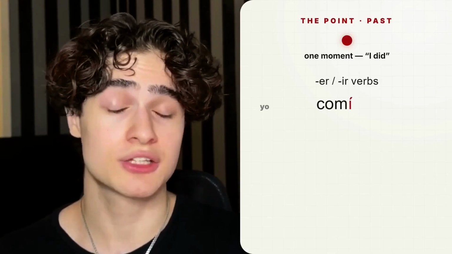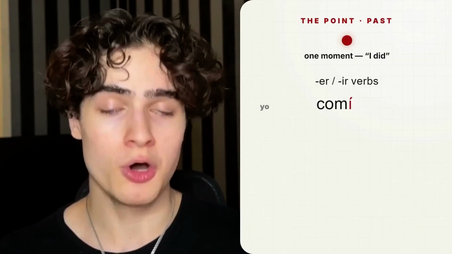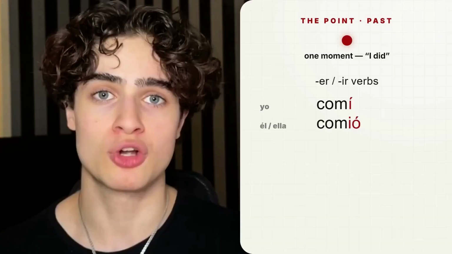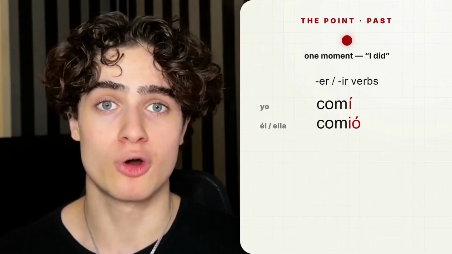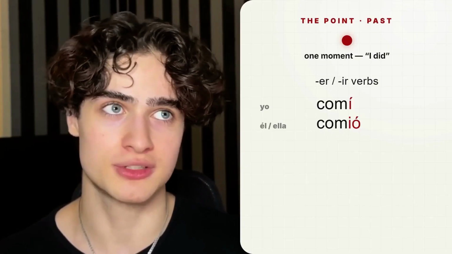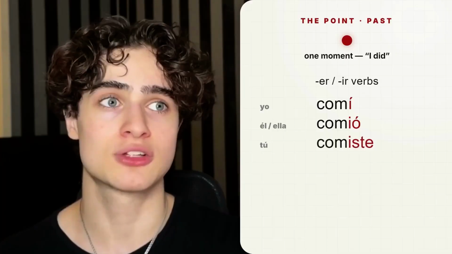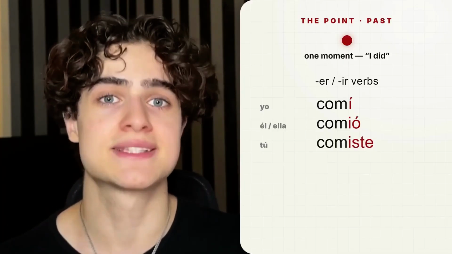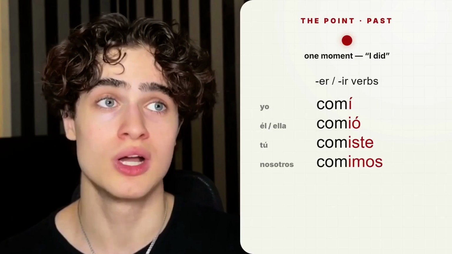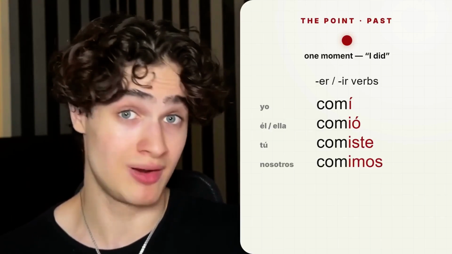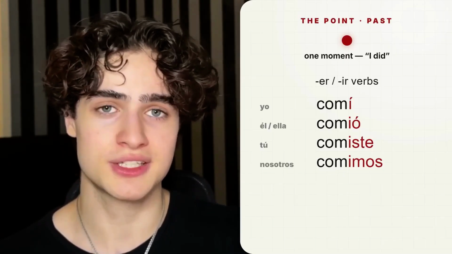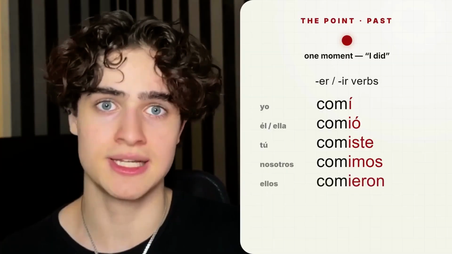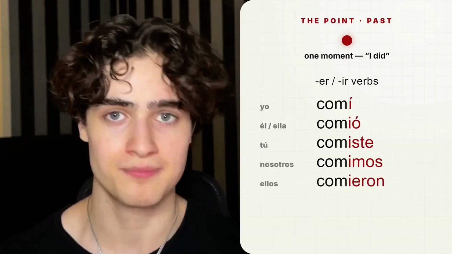For he, she, you formal, it's ió. So it's vivió, comió, etc. That would mean for he, she, you formal, ate or lived. For you informal, it's iste. So take off the ER/IR, put iste. So you get comiste. For we, it's imos. So comimos, vivimos, which by the way, vivimos is the same as the present tense, just like we saw. And then finally, for they, you guys, you take off the ER/IR and put ieron. So vivieron, comieron. Okay, so that's almost every single tense gone through.